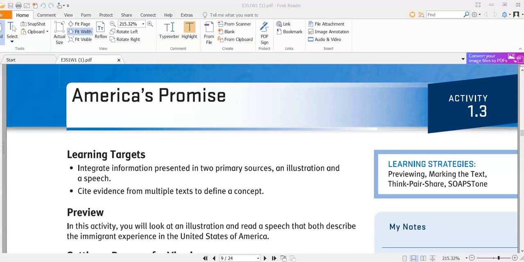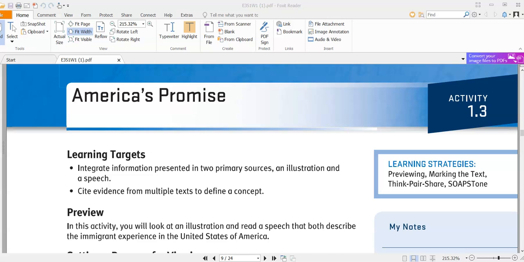Our learning targets for this activity are to integrate information presented in two primary sources, an illustration and a speech, and to cite evidence from multiple texts to define a concept. The learning strategies we're going to use are previewing, marking the text, think, pair, share, and SOAPSTone.